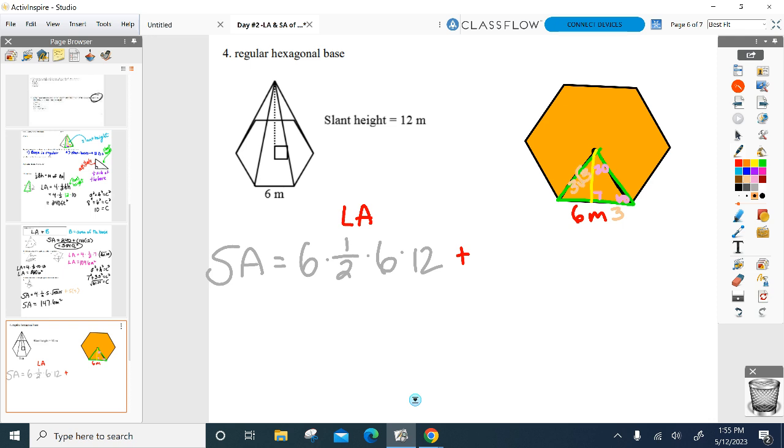I know some of you pulled that on your test. I'm not doing sine, cosine, tangent. I'm just going to remember my rules. All right. So what's the area of the hexagon?